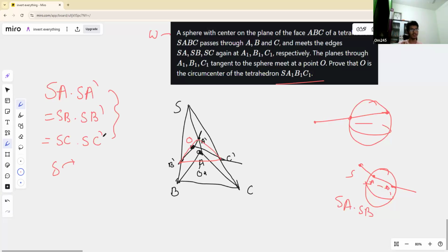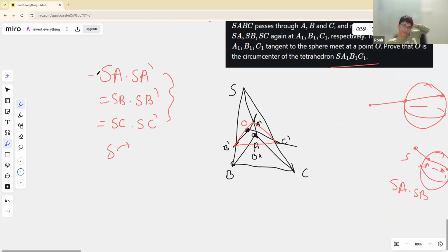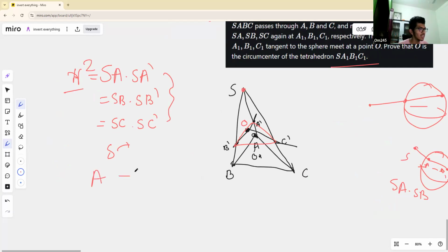So now obviously, what inversion are we going to do? We're going to invert about point S with radius root of SA times SA dash. Suppose you call this R square, then the radius of the sphere is R, center at S, and we're going to invert about that. Because of the definition, A will map to A dash, B will map to B dash, and C will map to C dash.